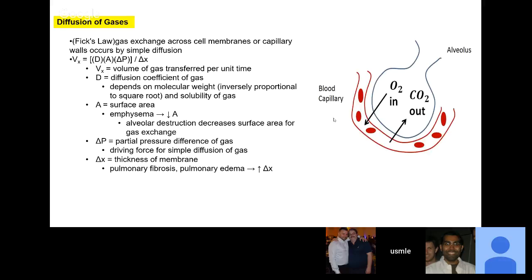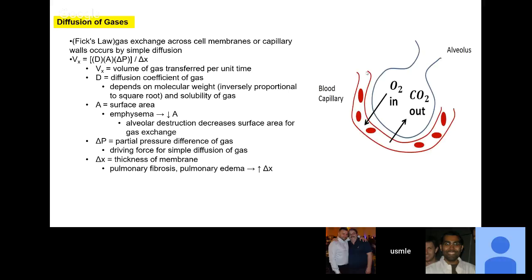It's going to be V_x, the volume, through the thickness of the membrane. That is going to be the diffusion coefficient of gases, and that depends on the gas itself that you're going to use, multiplied by the surface area, multiplied by the partial pressure difference of gases that is going to drive the diffusion, divided by the thickness of the membrane. So if you have an increase in thickness of the membrane, the volume of exchange is going to decrease. If you have a decrease in the thickness of the membrane, the volume is going to increase.